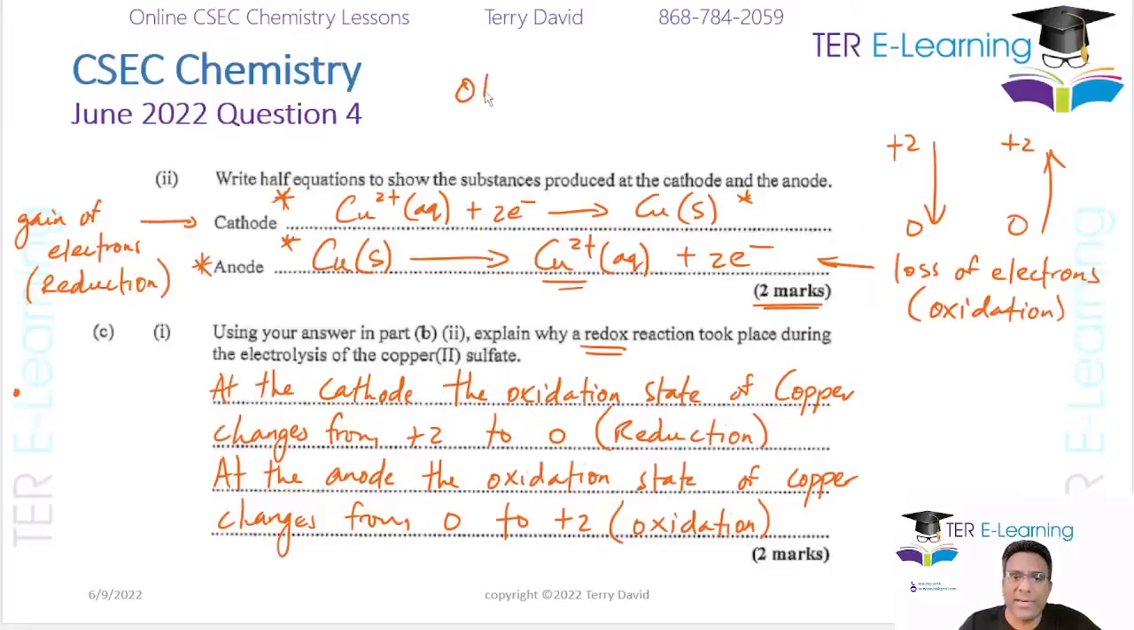So the acronym here is OIL RIG. Oxidation is loss of electrons. Reduction is gain of electrons. That's it.